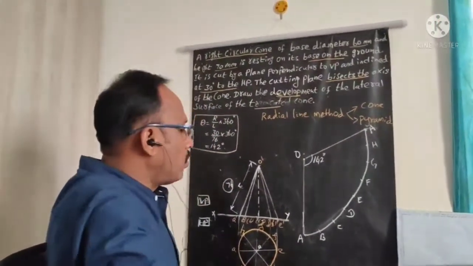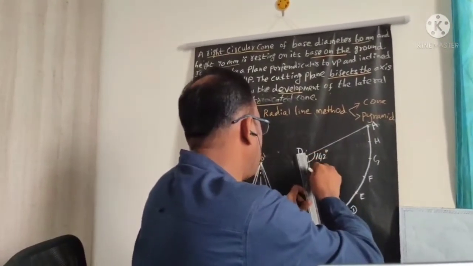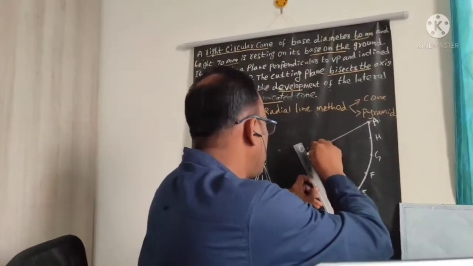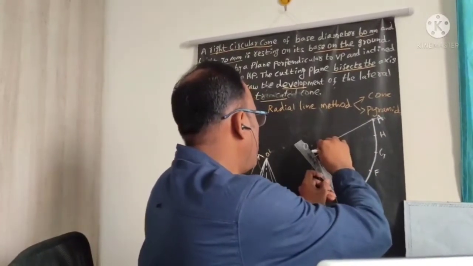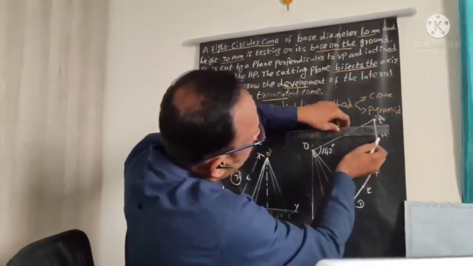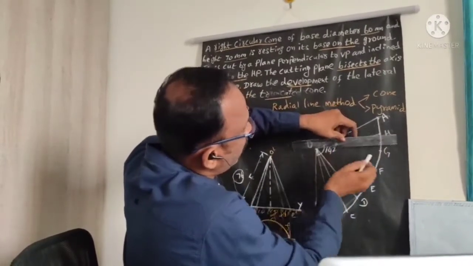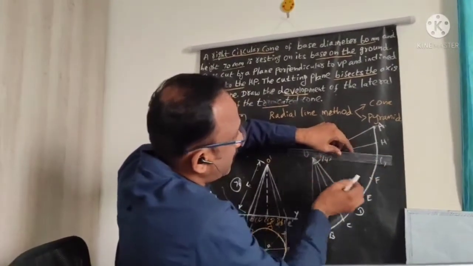Now I want to join all these points by lighter lines using a 2H pencil. So this is going to be the full development of the cone without the cut.